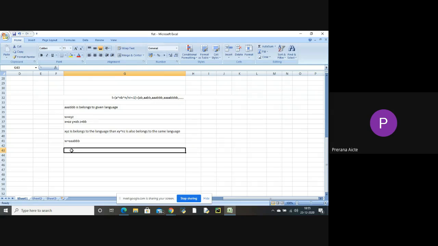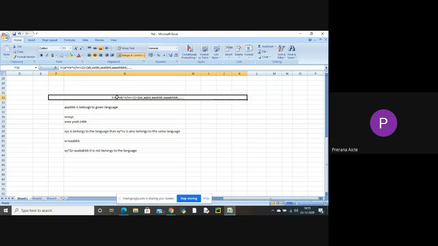So if x y power 2 z is equal to AB, it does not belong to the language. So the language L is equal to A power n, B power n, where n greater than or equal to 1, is not regular language by using pumping lemma theorem.